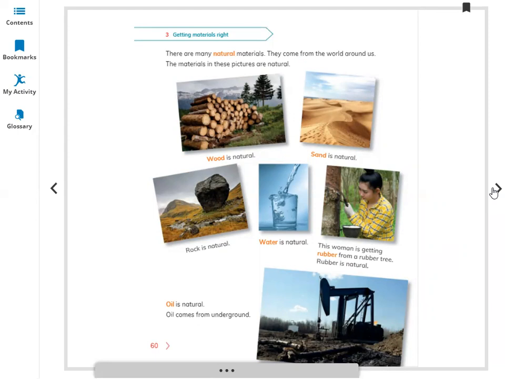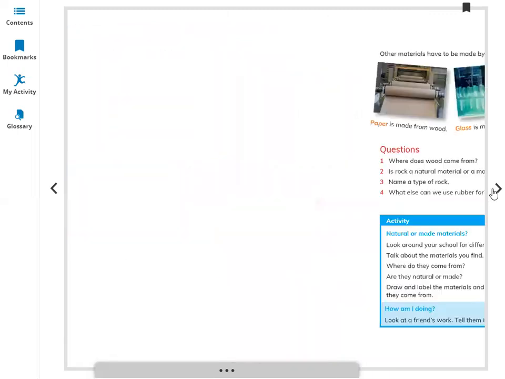These are natural materials. The woman is getting rubber from a rubber tree. Rubber is natural. Look, what is the woman doing? She is cutting the rubber tree and taking out the rubber from it. So rubber is also natural. Oil is natural. Oil comes from underground. So oil is also natural. These are God-gifted materials, or you can say these are from nature. Moving on to the next.